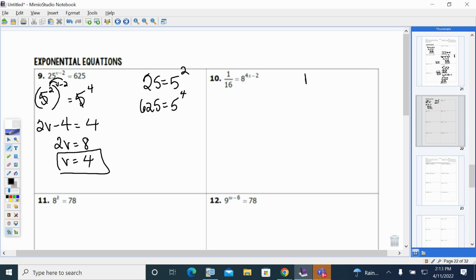Number 10, 2 is going to be your base. I want you to practice with this. And your answer for number 10 should be x equals 1/6.